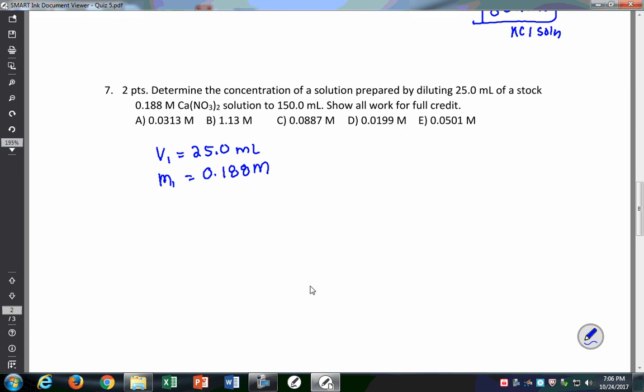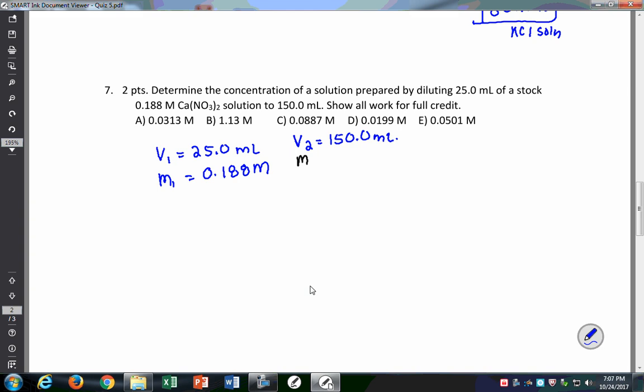It doesn't matter what it is. And then we diluted it to a total of 150 milliliters. So that means we added 125 milliliters of water. So how much is my concentration now? Well, clearly my concentration has to be lower than 0.188 molar because I just added a bunch of water to it. The amount of solute didn't change, so it's clearly going to be more dilute. So B is not the answer. I don't know anything else so far, but I know B is not the answer.